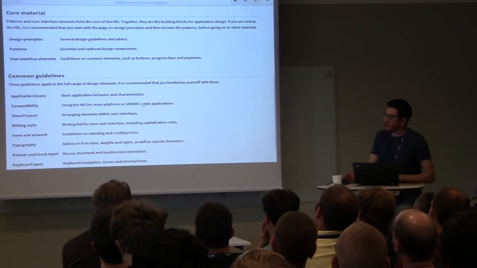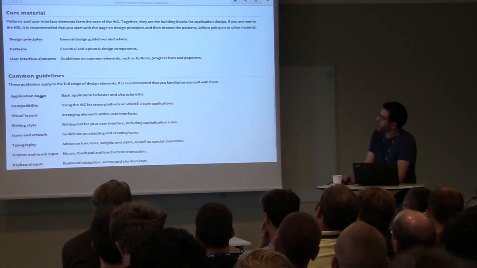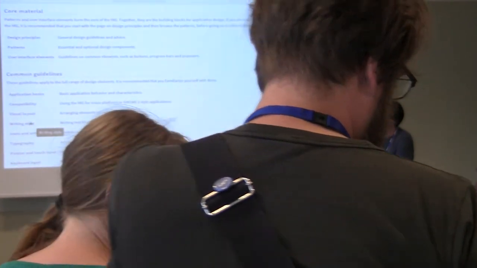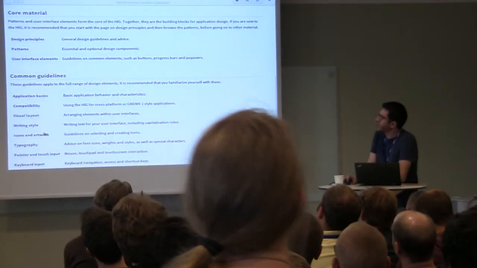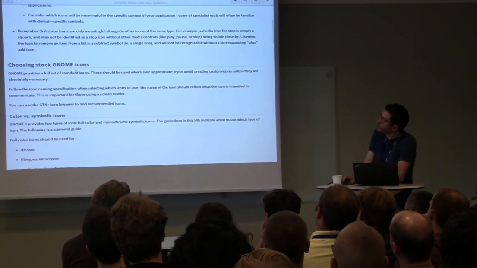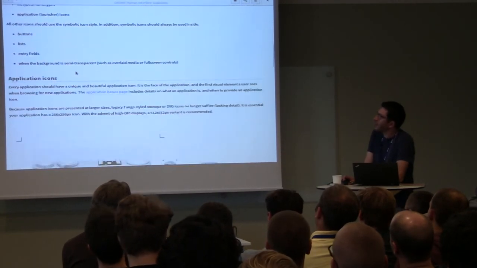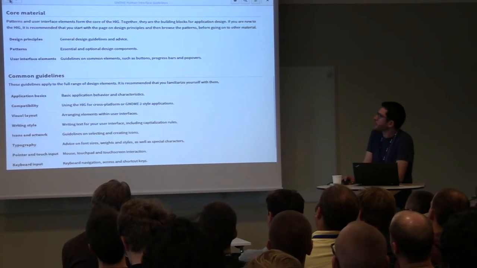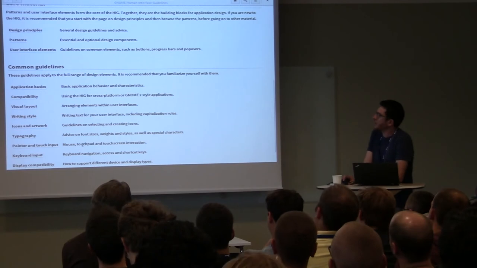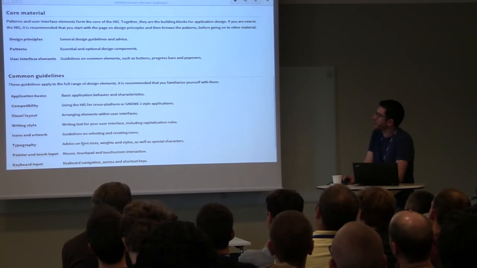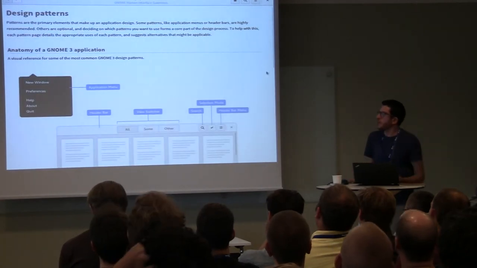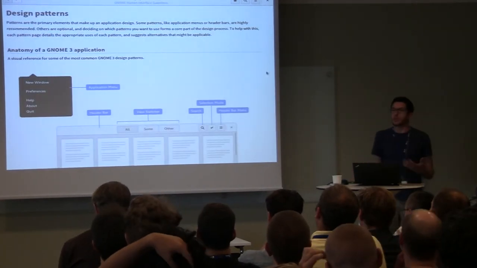You can see that there are all these boring guidelines down here, like how to write a label, how to use capitalization, how to use icons, which icons to choose, all this useful stuff. But these rules of the road aren't really the main thing about the HIG. They're useful, but the main thing is the patterns. So the HIG is developed as a pattern library.